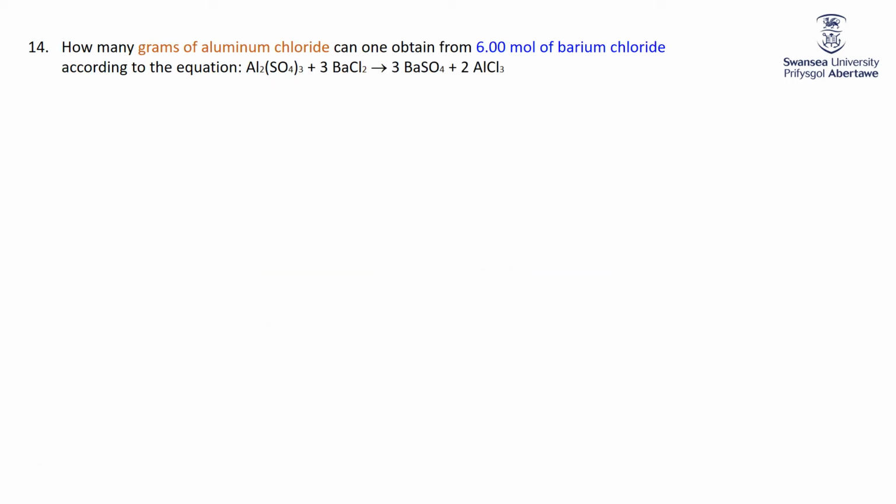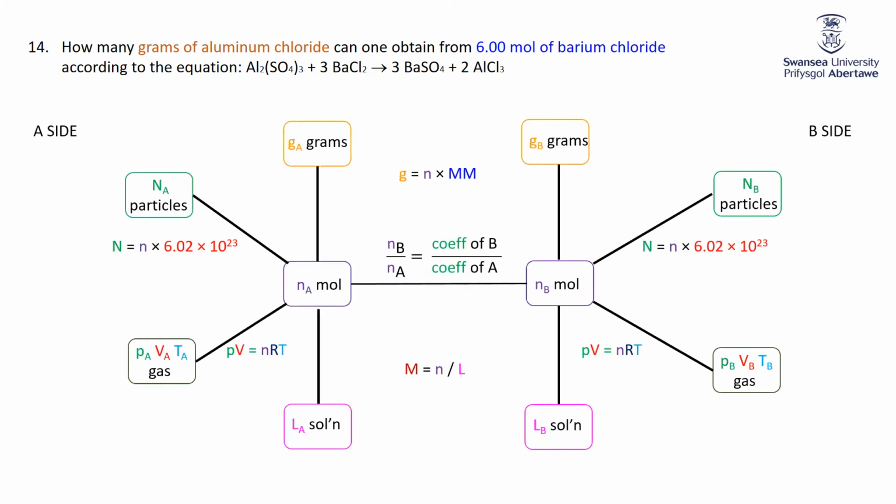Continuing on, how many grams of aluminium chloride can one obtain from 6 moles of barium chloride according to that nice equation there? So roadmap. What are we told about? We're told about barium chloride, which is BaCl2, so that's substance A, and we're told the moles of it, so that's right there, that's our starting position. We're asked about aluminium chloride, so that defines this as the B side. Aluminium chloride, obviously AlCl3, if you didn't know it straight off the top of your head.